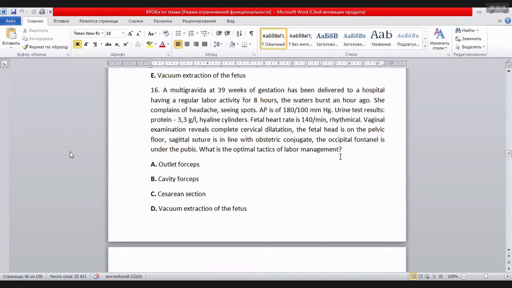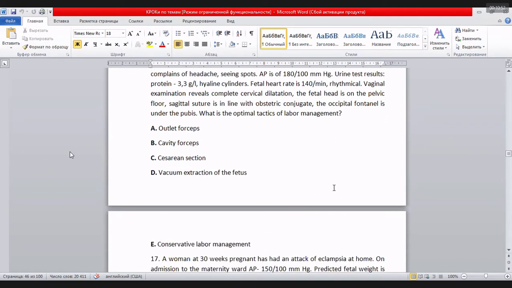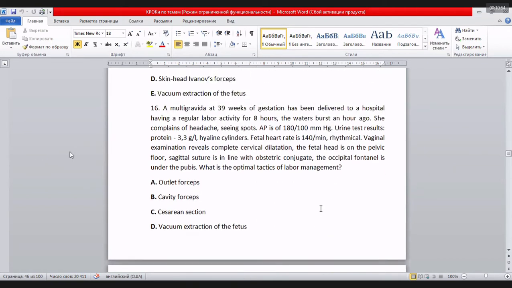The head is on the pelvic floor. Sagittal suture is in line with the obstetric conjugate. Again, it means that the sagittal suture is in the anterior-posterior size of the pelvic outlet. The occipital fontanelle is under the pubic, yes, the fontanelle is usually under the pubic every time. What is the optimal management of labor? They suggested you outlet forceps, cavity forceps, cesarean section, vacuum extraction of the fetus, and conservative management of labor.